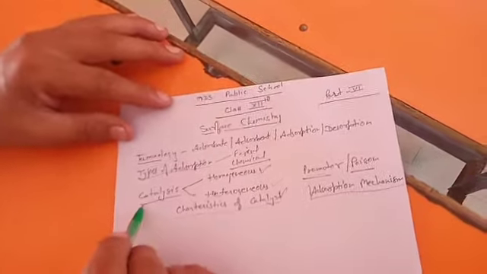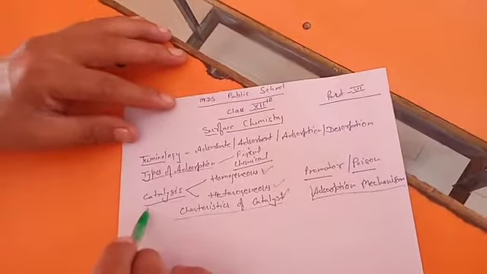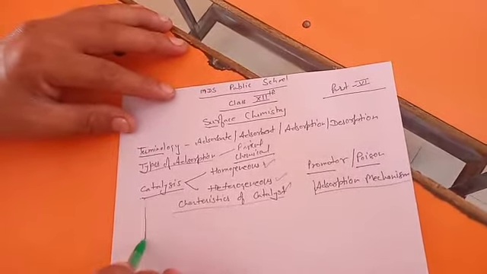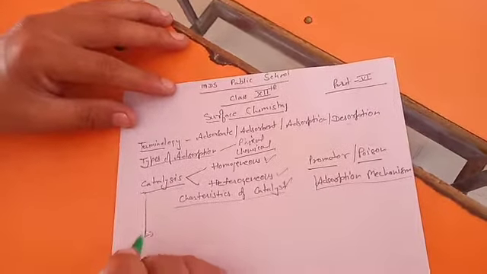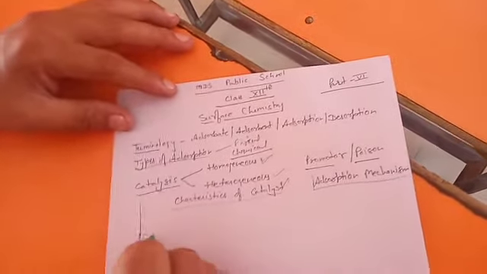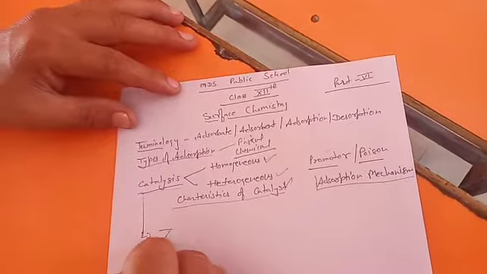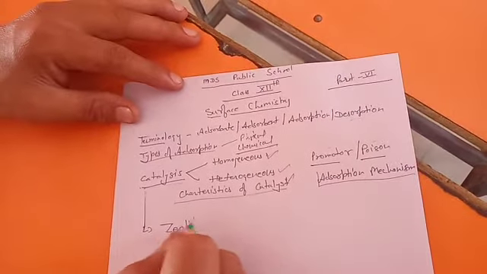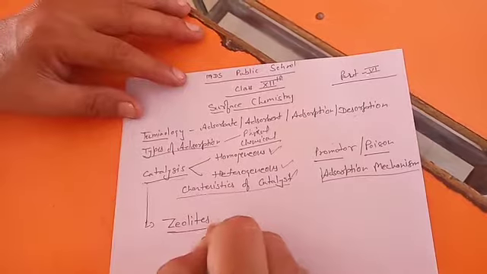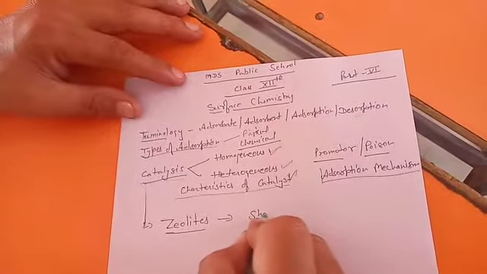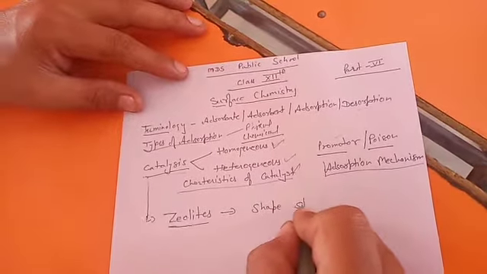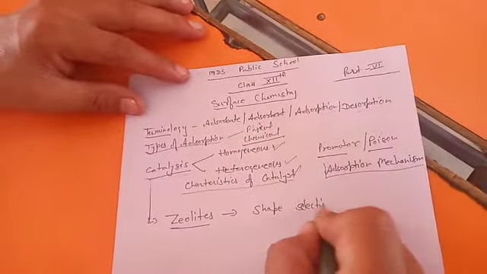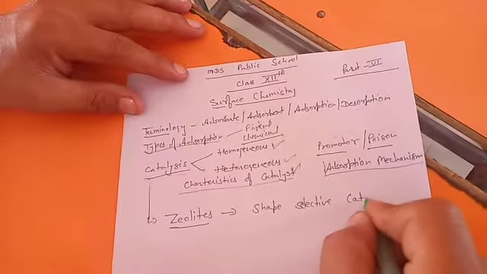So these topics we have completed so far in catalysis. Catalysis still has some important topics we need to discuss further, so we are starting catalysis again in this lecture. Our topic today is zeolites. Zeolites are also known as shape selective catalysts.